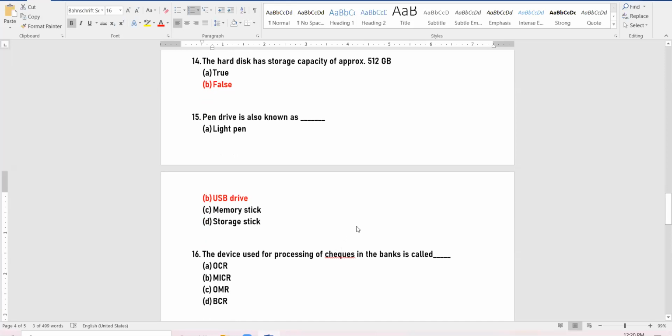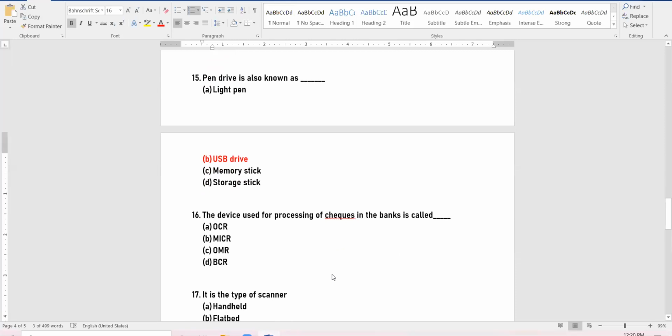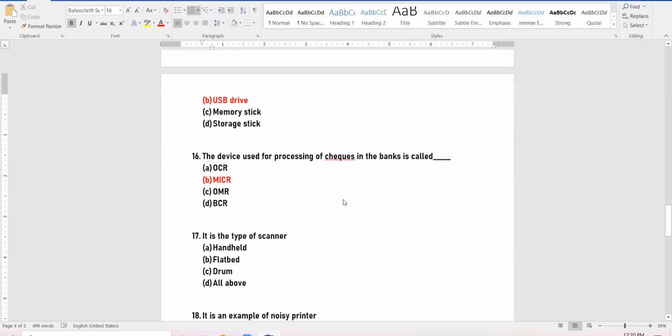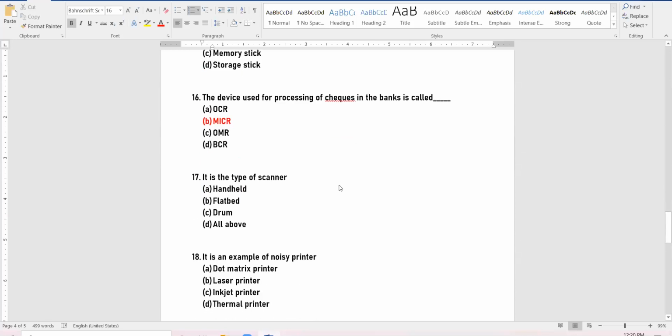The device used for processing of checks in the bank. OCR, MICR, OMR, BCR. Yes, Prabjot, unmute yourself. Sir, MICR. Very correct, MICR. B option, MICR. Very good. Very nice. 17th MCQ. It is the type of scanner.